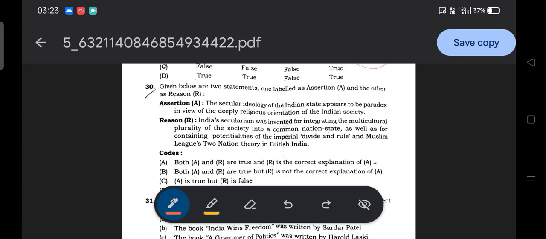So moving to the next question, an assertion-reason based question. Option A: the secular ideology of the Indian state appears to be a paradox in view of the deeply religious orientation of Indian society. Reason: Indian secularism was invented for integrating the multicultural plurality of society into a common nation state, as well as for containing the potentiality of the imperial divide and rule and the Muslim League's two-nation theory in British India. So it is also correct.